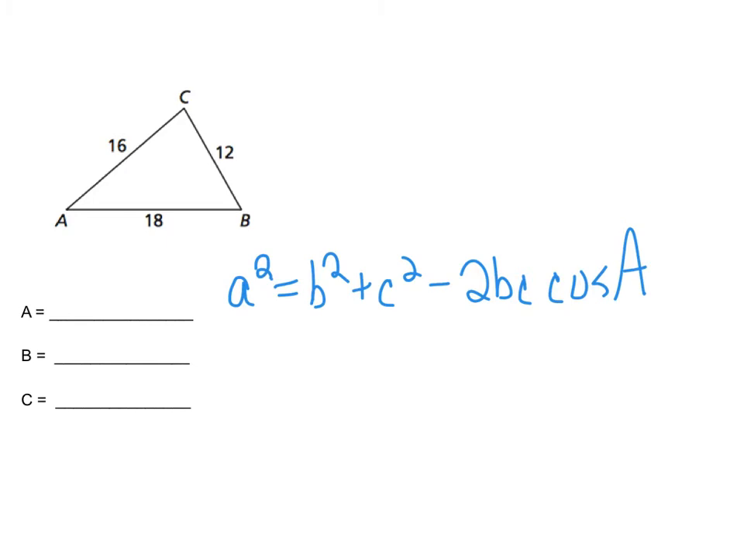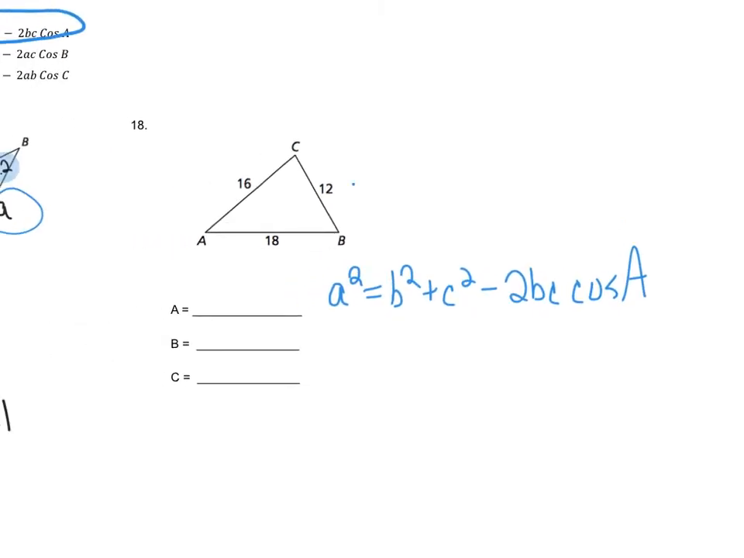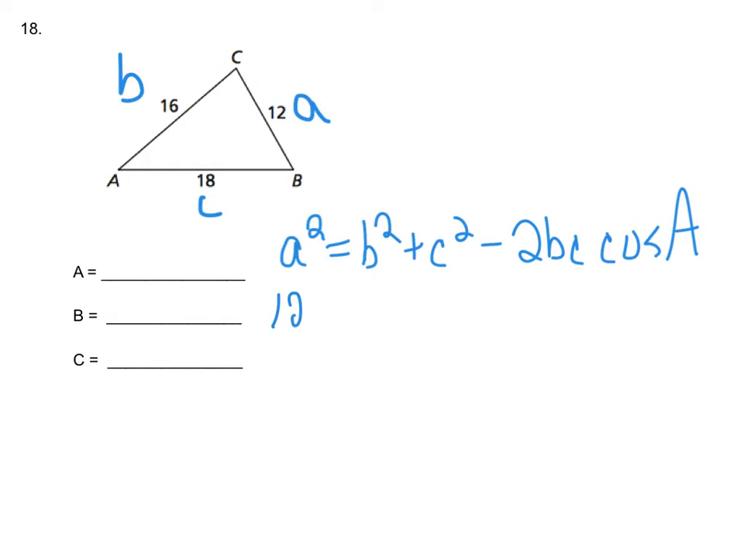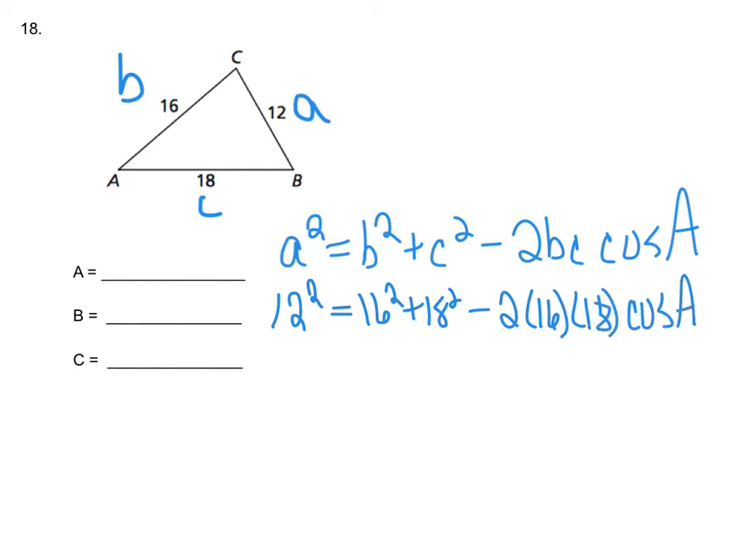So let's fill in what we know. Well, if we look at our picture, this is A because it's across from angle A. This is B because it's across from angle B. And this is C because it's across from angle C. So A squared, I'm going to put the numbers in here, is going to be 12 squared equals 16 squared plus 18 squared minus 2 times 16 times 18 times the cosine of A.